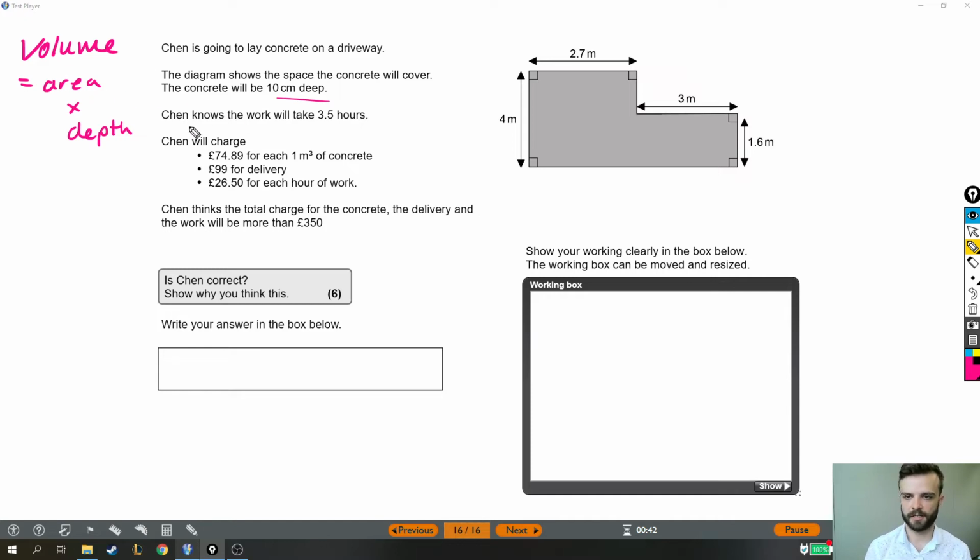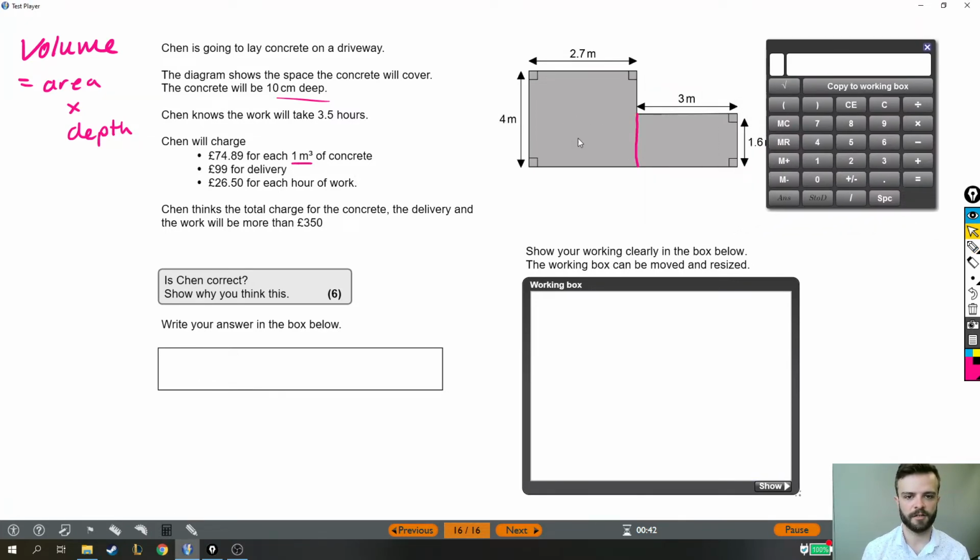Now, to get the volume, which we're going to need because he's going to charge per meter cubed of concrete, we need to find this area so we can times by the depth. But even finding this area is not straightforward. Now you may know that when we have shapes like this that are made up of what looks like two nicer shapes, we can just cut it into two nicer shapes, find the area of each of them, and then add them together. So over to the calculator.